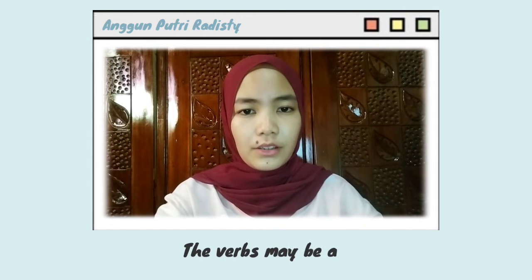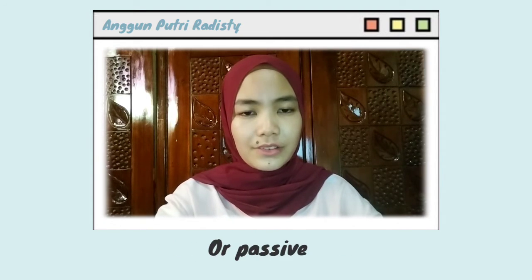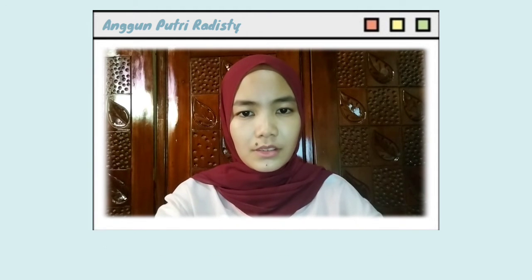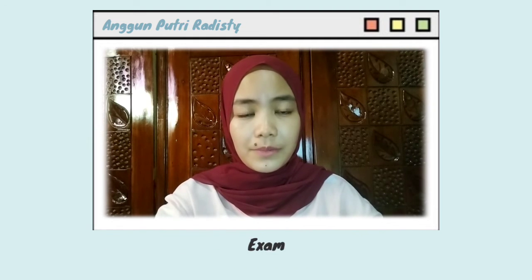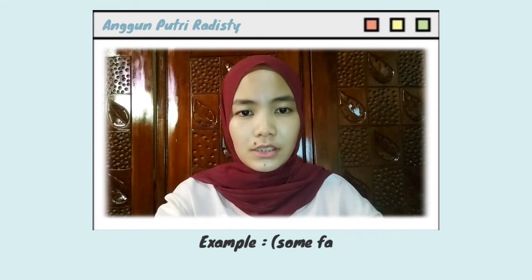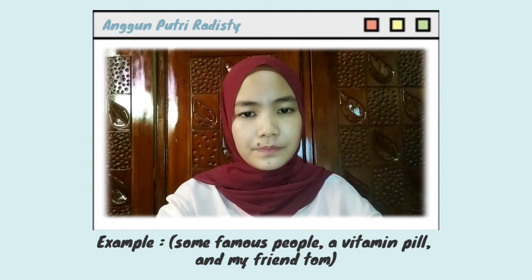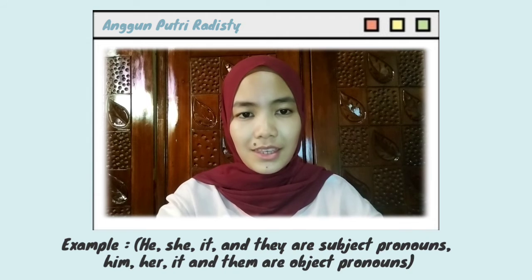The verb may be active. Example: need and take. Or passive. Example: was needed and is taken. The missing subject and direct object may be a noun. Example: people, vitamins, and Tom. A noun phrase. Example: some famous people, vitamin pills, and my friend Tom. Or a pronoun. Example: he, she, it, and they are subject pronouns. Him, her, it, and them are object pronouns.